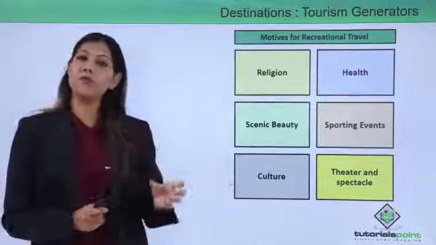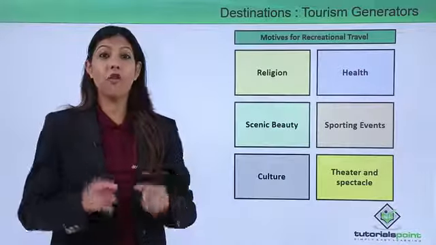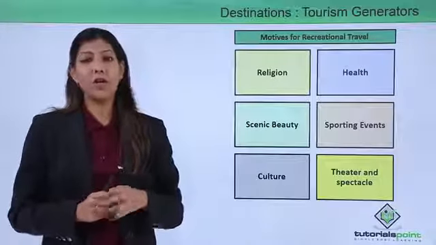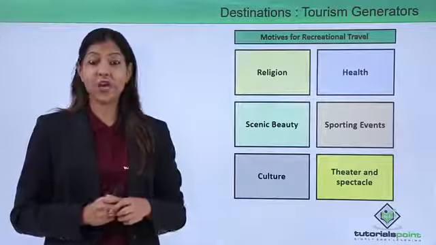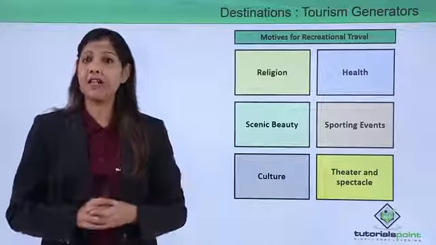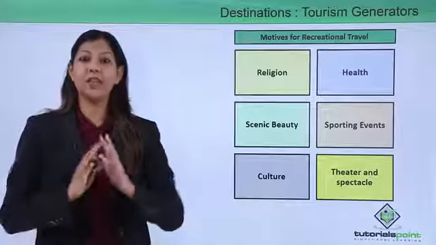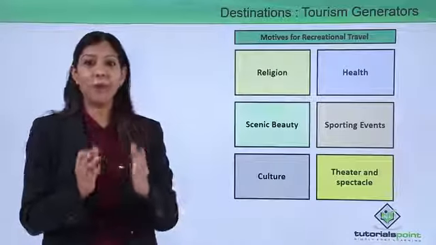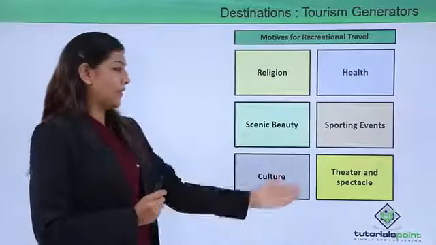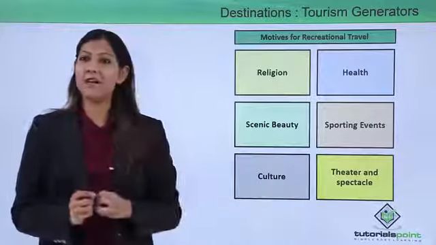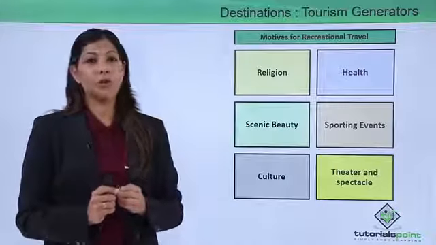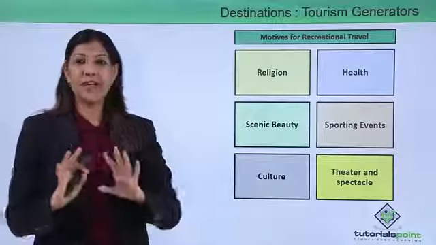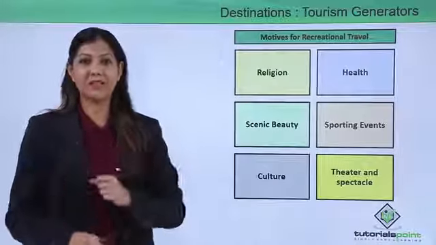Culture: people travel to different destinations for having some kind of a cultural advantage. For example, places in Delhi which have Humayun's tomb, or Agra which has the Taj Mahal. So anything which is culturally, historically bound is something that we might travel for. And theatre and spectacle, something like Disney or opera. You want to travel to such places because they have a spectacular beauty in themselves.